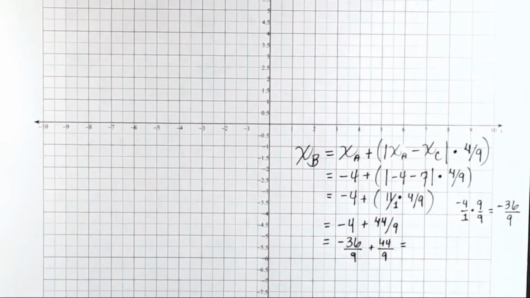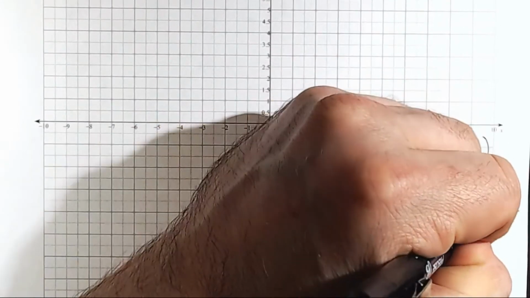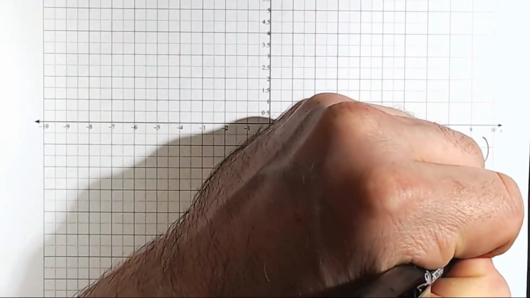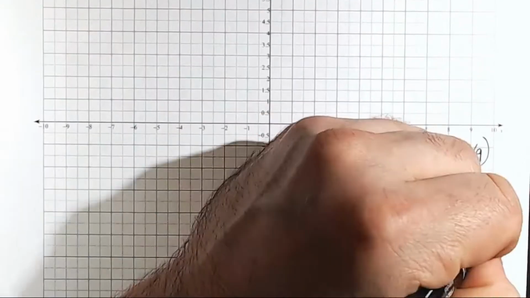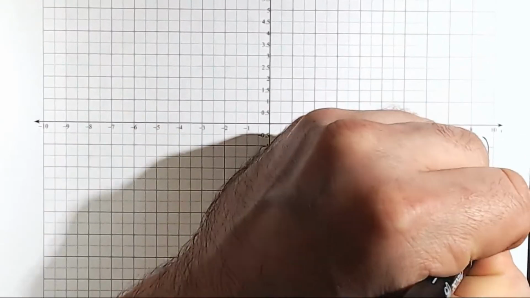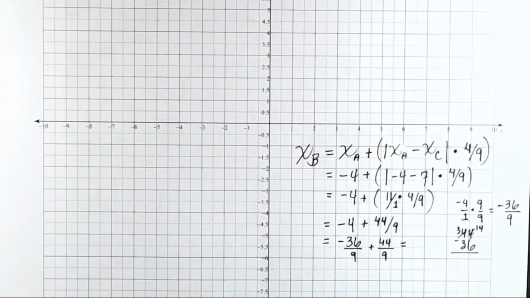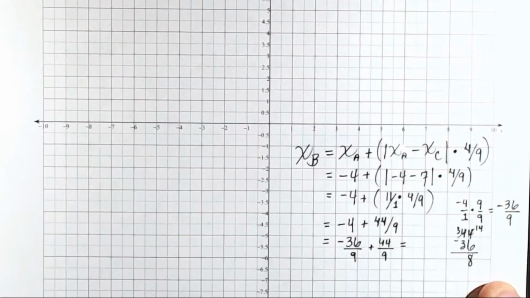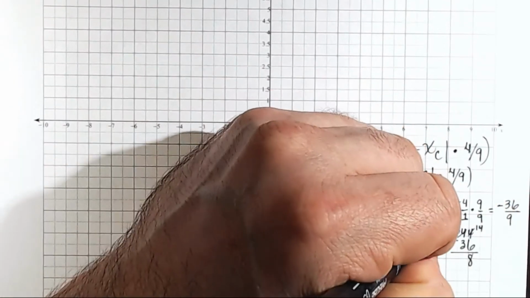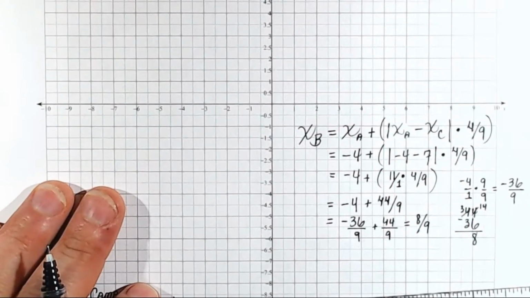Well, what does that equal to? Well, we need to basically subtract 36 from 44. So we'll do 44 minus 36, and we will borrow. 14 minus 6 is 8. And so what I'm left with here is 8/9. Okay, so what is 8/9 as a decimal?